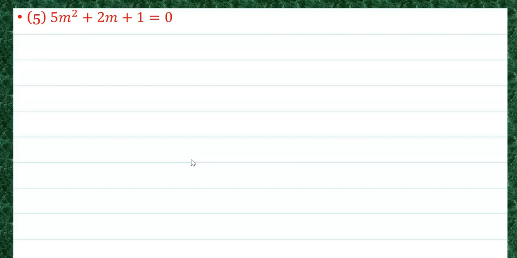Next, 5m square plus 2m plus 1 is equals to 0. Okay, हा s नाही आहे तर तो 5 असं ट्रीट करणार आहात तुम्ही.